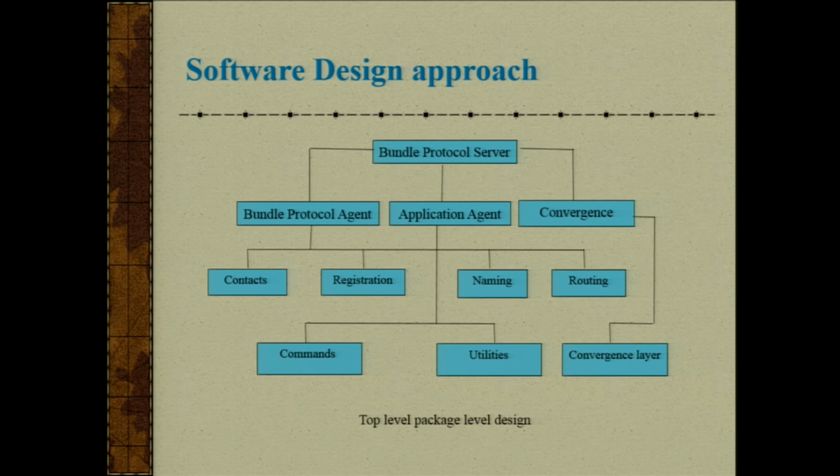The bundle protocol agent. The protocol functionalities are built in the bundle protocol agent, where we have registration. It allows nodes registration in the endpoint, and also the registration can be made active or passive. It has a naming module for endpoint identification, naming resolution, and also it has a routing module. The convergence layer we have built for TCP and UDP.